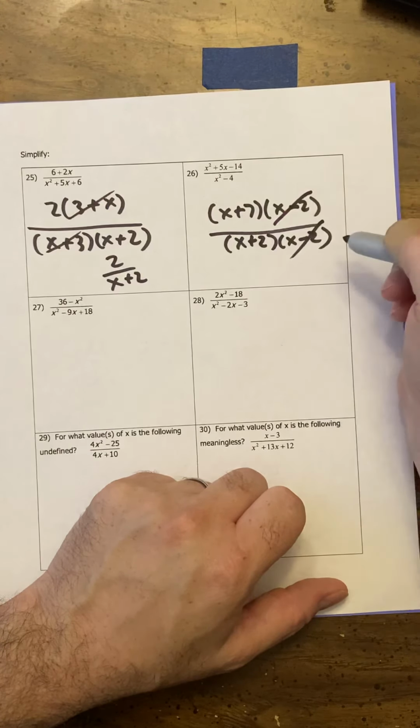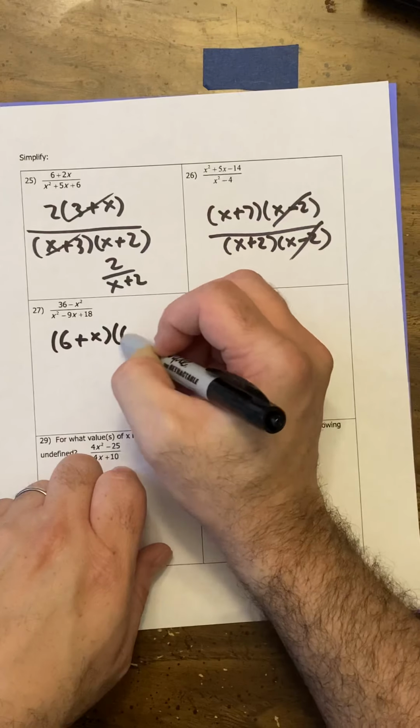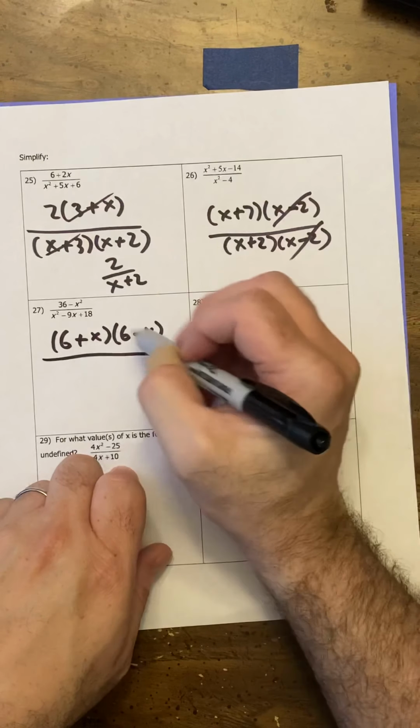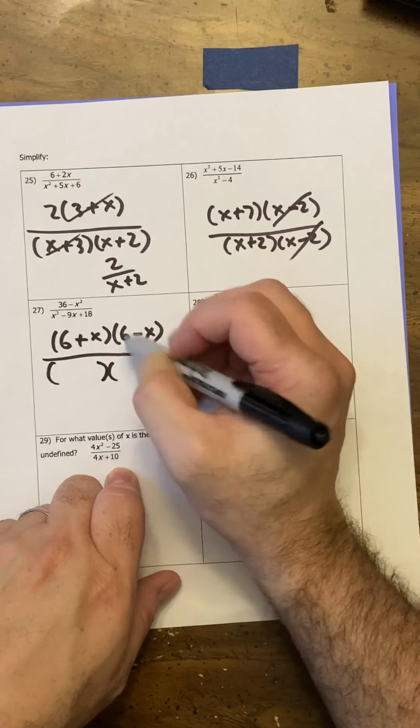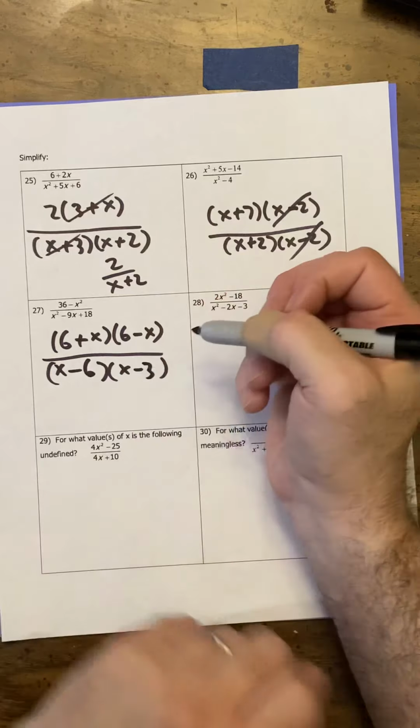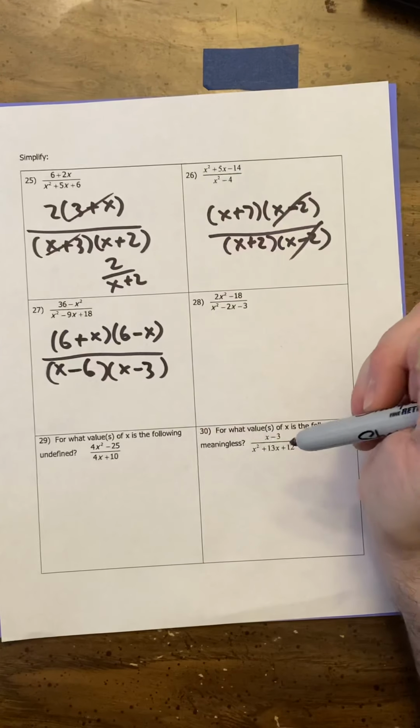Here's where we're going to get something interesting. Here's a difference of squares problem, but the number is first. So that's going to become 6 plus x and 6 minus x. For the denominator, we need two numbers that multiply to 18 but add up to negative 9. I think that's going to be a negative 6 and a negative 3. Negative 6 times negative 3 being 18.